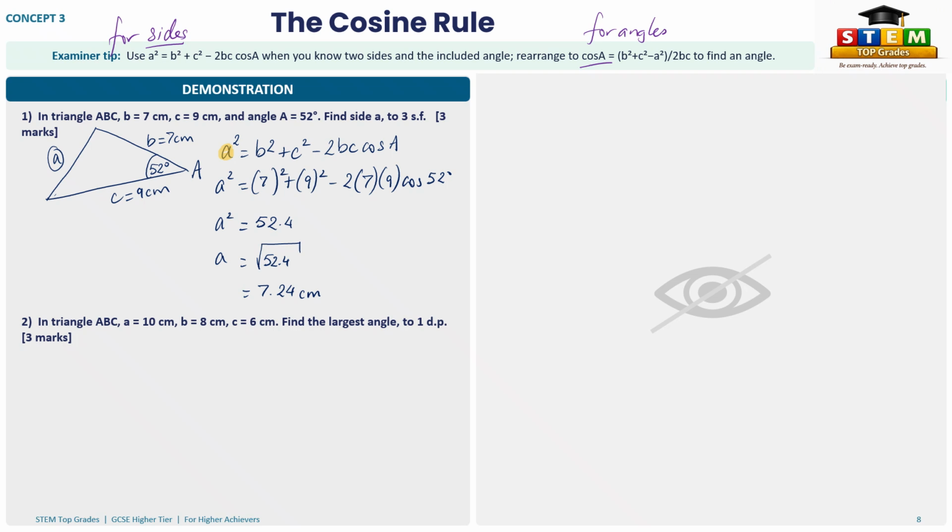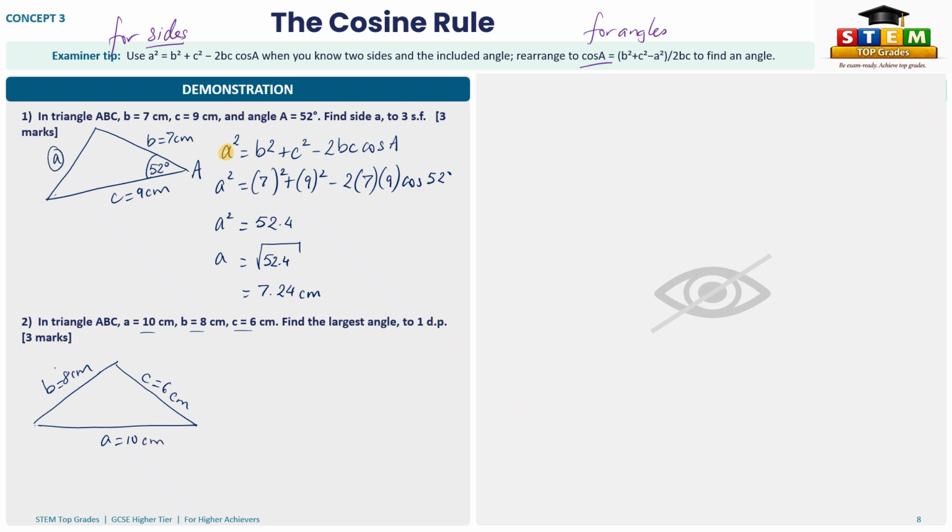Okay, now moving on to question 2. In triangle ABC, let's draw the triangle. So we've got A is 10 centimeters, B is 8, C is 6. At least we know A is the longest side, and A is 10. Then you have 8, which is slightly shorter, so that's going to be B, 8 centimeters long, and then you have C, which is 6 centimeters long, in cm units.